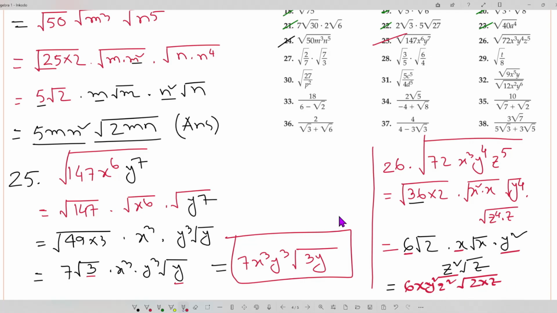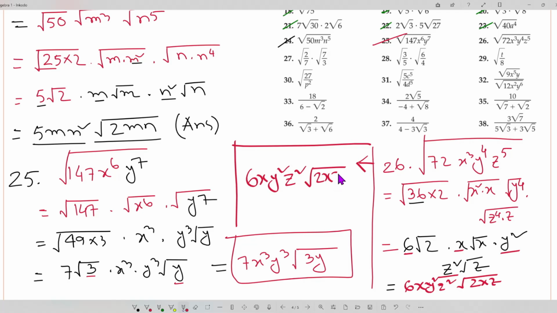Okay, so we can write answer in here, which is 6x y square z square root 2xz. This is our answer.